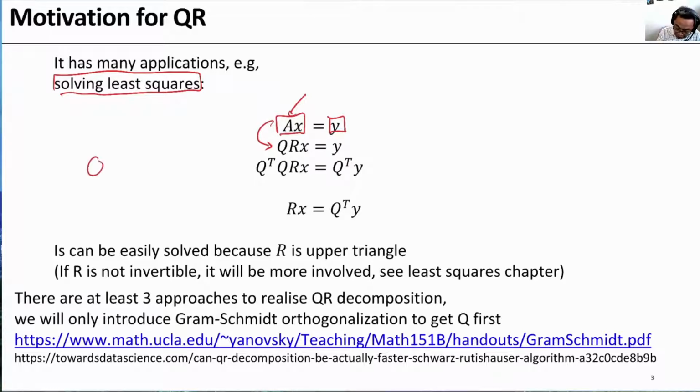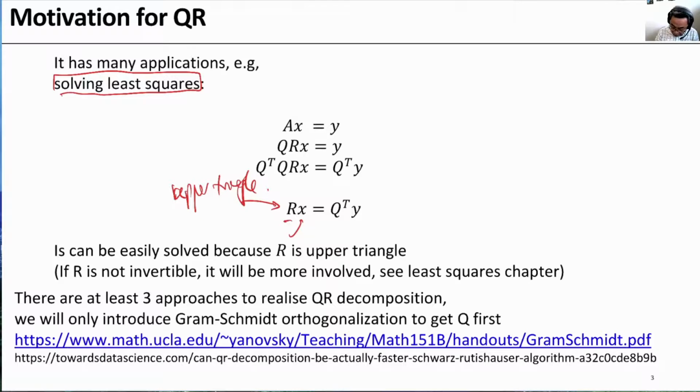And remember the property that QTQ will be the identity. We multiply both sides by QT, and then we will reduce this to the identity times Rx equals QTY. Now, why do we go one big round to solve for x in this way? Because we still have to solve for x. X is still unknown. What is interesting now is that R is upper triangular. And this upper triangular system Rx can be easily solved because we can do back substitution. Okay, so this is one of the reasons why we use QR, and QR is popular.